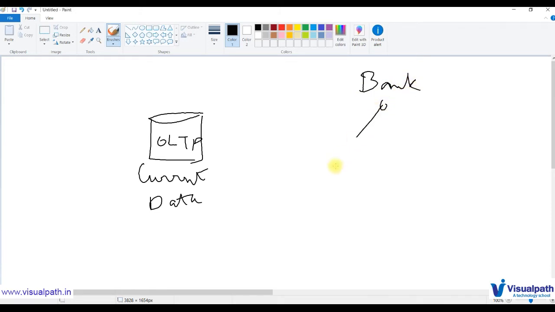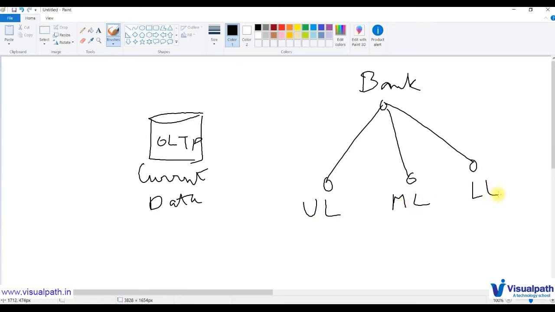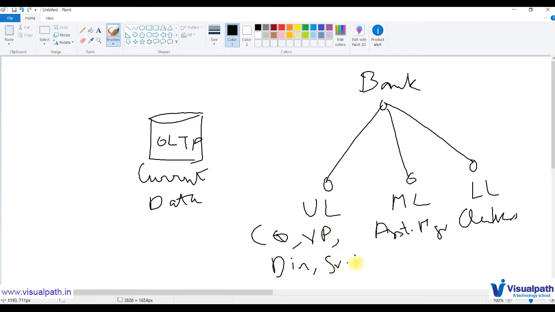Any organization generally will have three levels of people: upper level, middle level, and low level. Low level people may be clerks and other small roles. Middle level people may be like your assistant managers. Upper level people may be like the CEO, vice president, directors, and senior managers. All these people come under your upper level people.